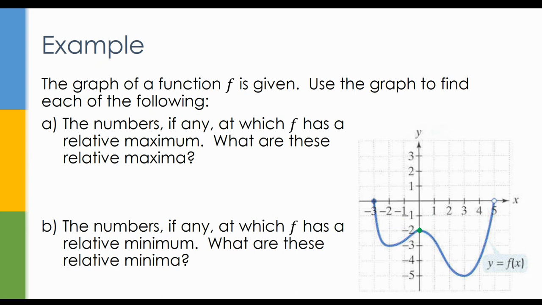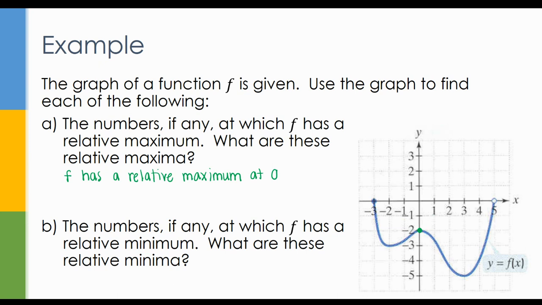Okay, so notice that we're talking about finding numbers for which f has a relative maximum. That means we're finding an x value. So I would say that point right there is a maximum. My x value is 0. So I would say f has a relative maximum at 0. Okay, so that's the x value, which is the highest surrounding all the other points.